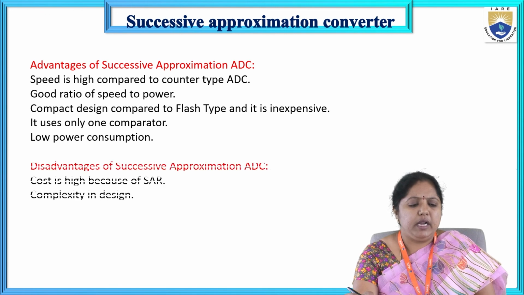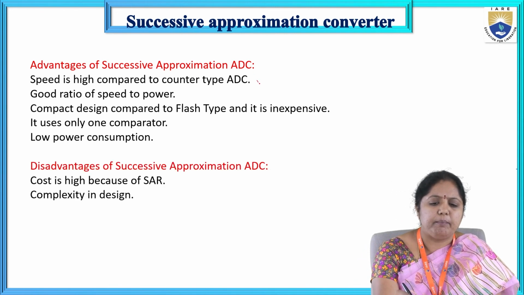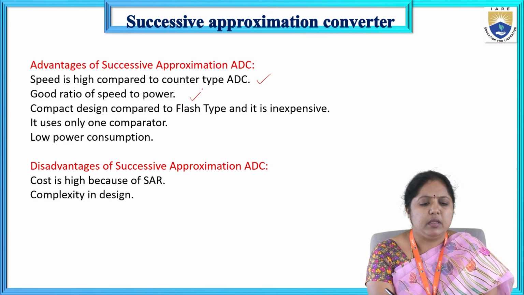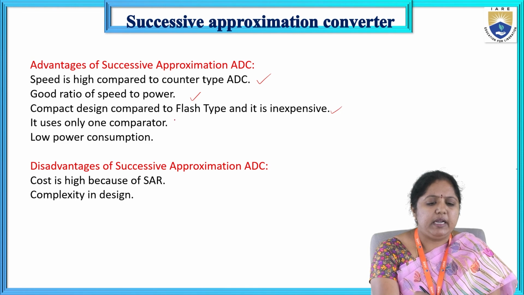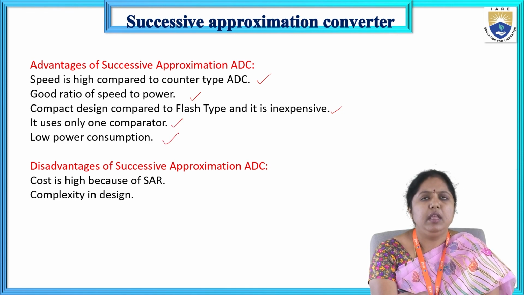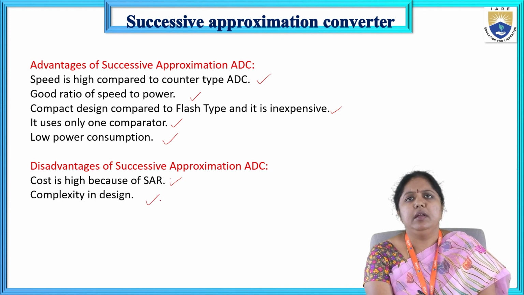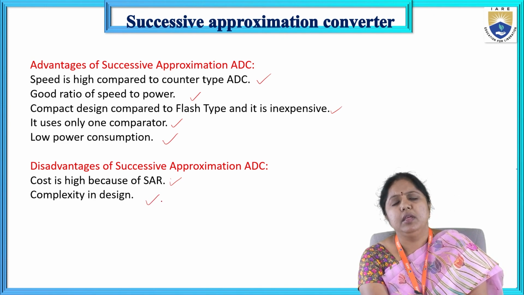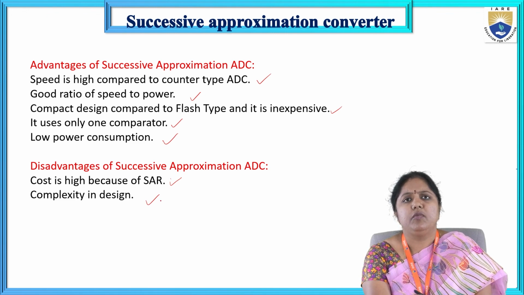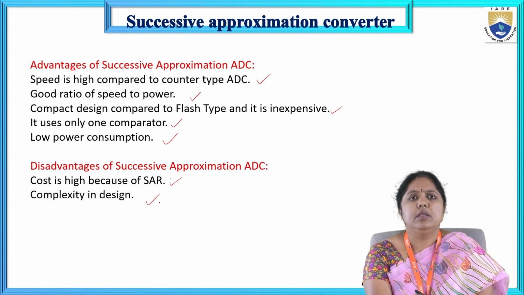So what are the advantages and disadvantages? The speed is high compared to the previous one. There is a good speed to power ratio. It is inexpensive, it uses only one comparator, and there is low power consumption. And what is the drawback? The drawback here is that the cost is high, because the successive approximation register is costly, and there is complexity in the design. But the remaining advantages are that the delay is less and the speed of operation is more with respect to this circuit.